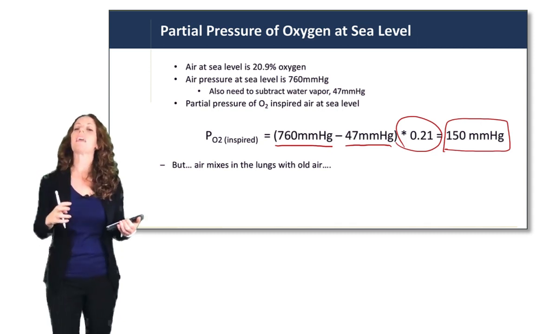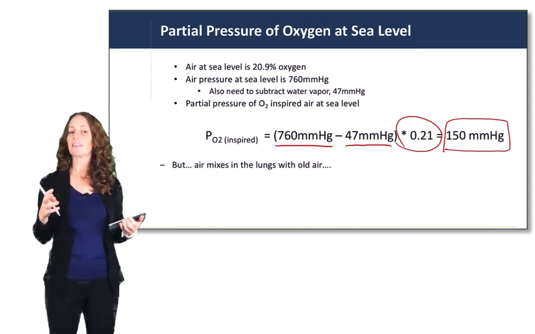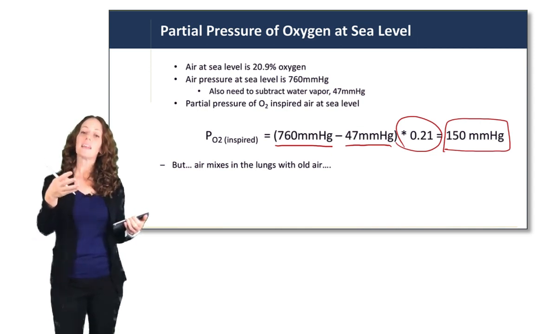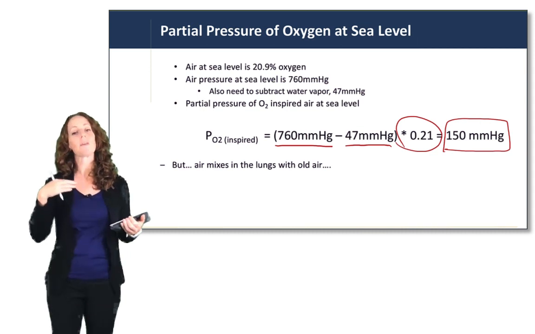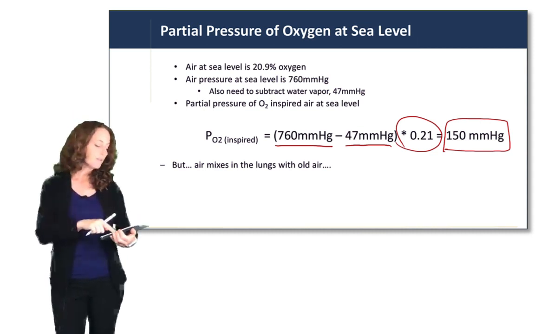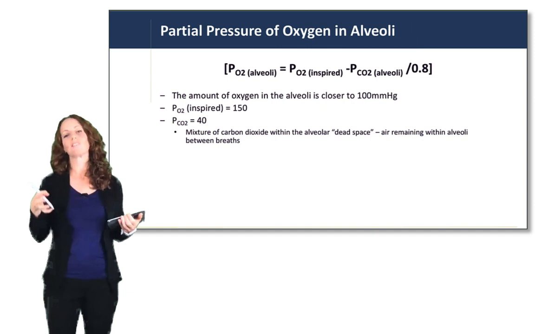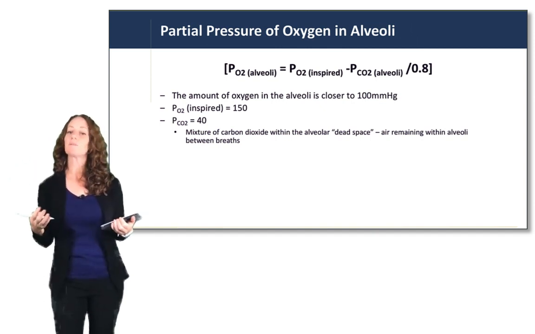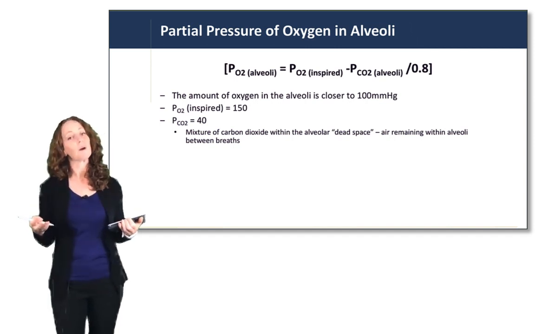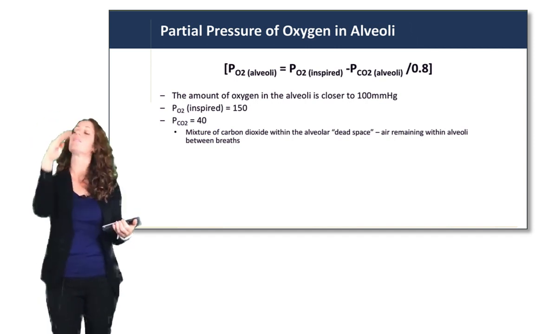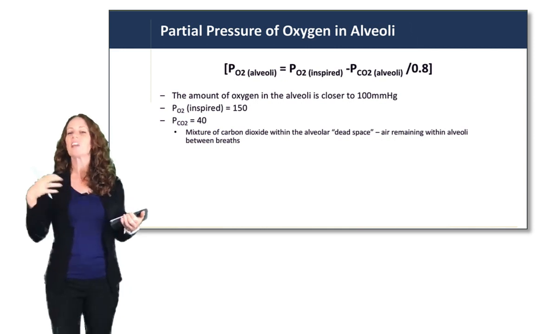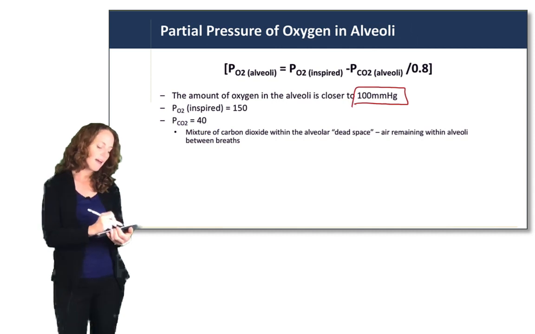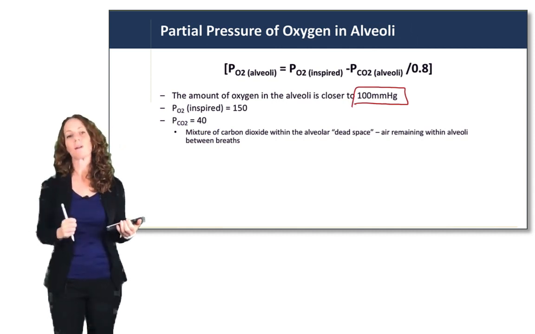So is the air pressure in the alveoli 150 exactly? No, not exactly, because the inspired air is going to mix with the old air in the lungs. So let's look now at the partial pressure of oxygen that's actually in the alveoli. It's actually a little bit closer to 100 millimeters of mercury, although it varies across the different regions of the lung. This is a general rule of thumb. So the amount of oxygen in the alveoli is about 100 millimeters of mercury.